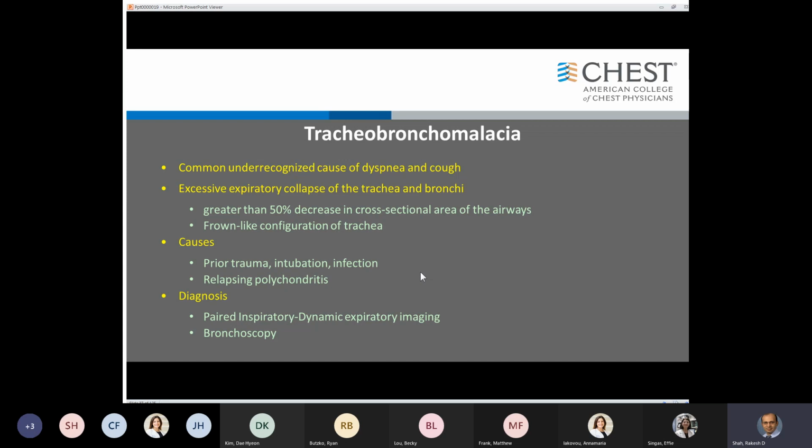And now there is some literature coming out. It's interesting. When I started radiology, we never saw tracheomalacia, but in the last 10 years, we're seeing so many cases, and we've kind of become the center for tracheomalacia in the health system.